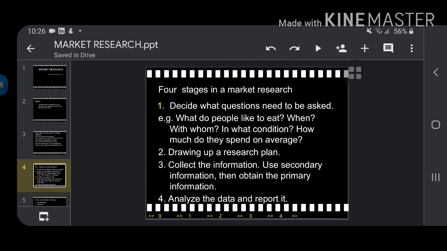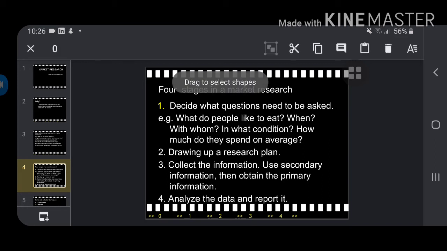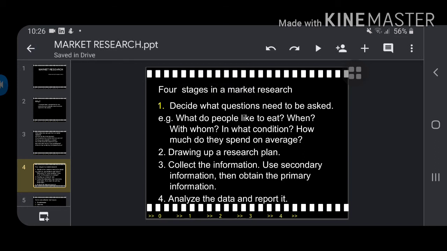First, you decide what questions need to be asked. For example, what do people like to eat, and when, and with whom, and in what condition? After working hours, or maybe in the morning or in the afternoon, shortly before the working hours end? And how much do they spend on average?